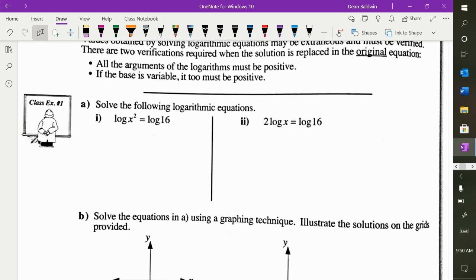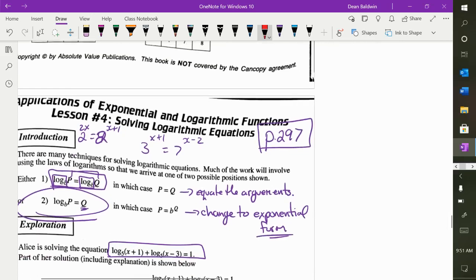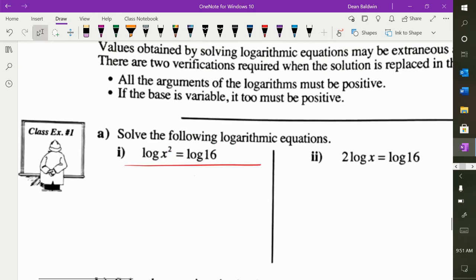Let's look at this. Log x squared is equal to log 16, and 2 log x is equal to log 16. Let's solve this one first. We have a log equaling a log. So if you look at the front page, you don't really need to because I have it. That means if you have a log equaling a log and the bases are the same, what do you do? You just equate the arguments, correct? So on this page, our bases are the same. We have log equaling log. So I just have to say x squared must equal 16.